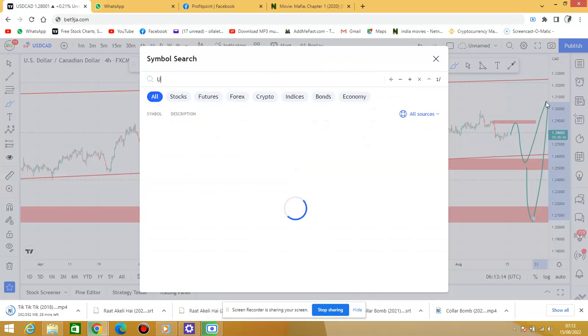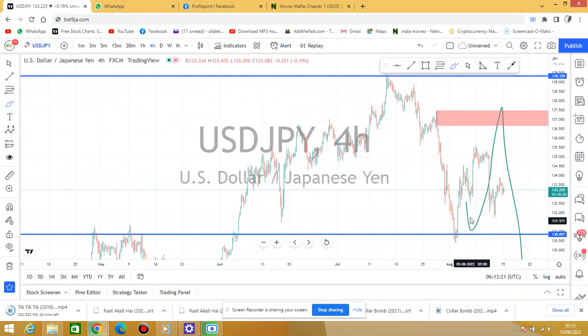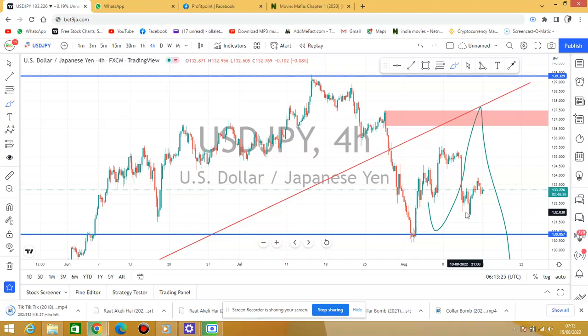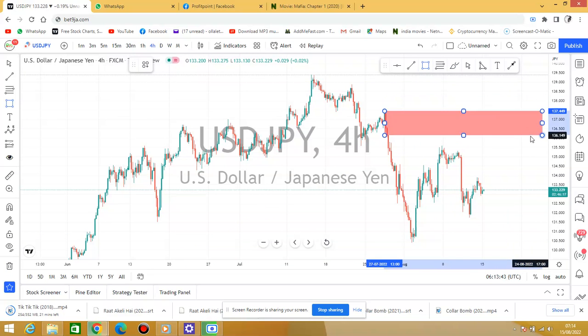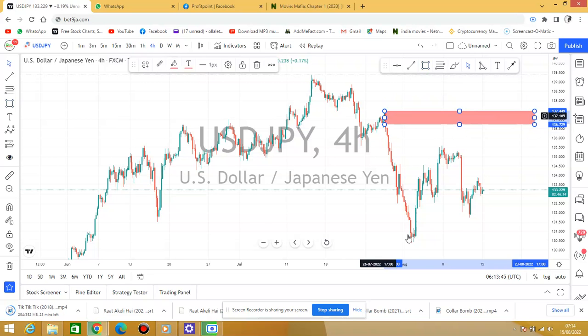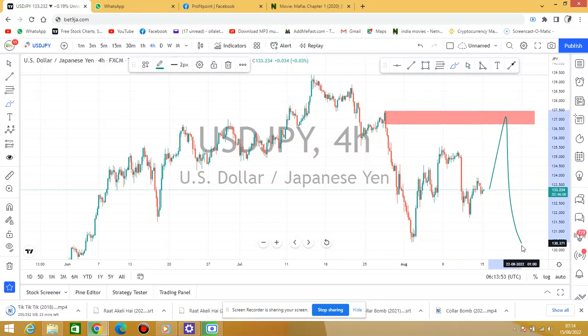USDJPY. On USDJPY again, the same principle applies. You can see I have the setup already here. Trend breakout. The trend has broken out. Look at this impulse move. I'm expecting price to go back here again. If I join the sell, I'm expecting price to come back here to join the sell.